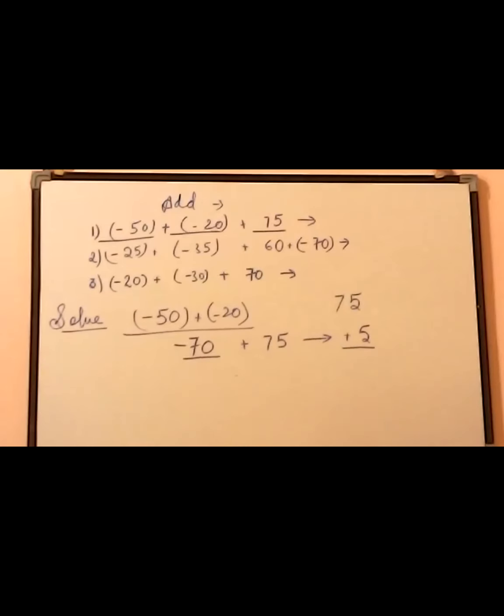Why +5? एक negative था बेटा, एक positive था. It means both will subtract each other, and after subtracting, the sign will be of greater number. So greater number कौन सा था हमारे पास? 75. So the sign will be of +5.